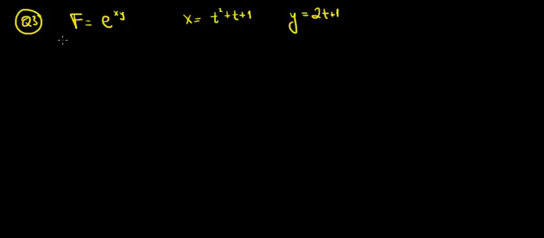So in question 3 we have a function f that depends on x and y, but at the same time x and y depend on t, and we want to take the derivative of f with respect to t. So f derivative with respect to t. And how can we do it if we have a two-step process?